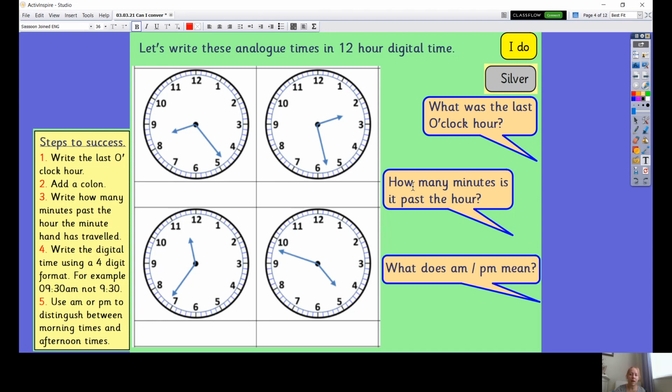Okay, then I need to think about how many minutes past the hour it is, and we'll get to that in a second. And then what does AM and PM mean? I need to have that in my mind as well. So let's do this first one then together.